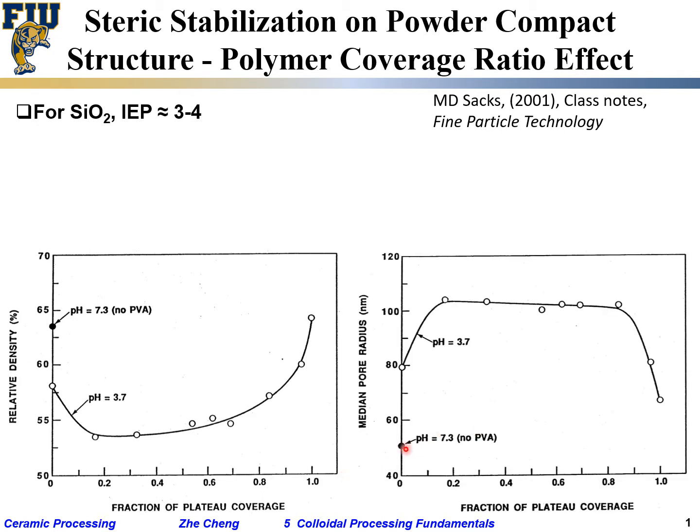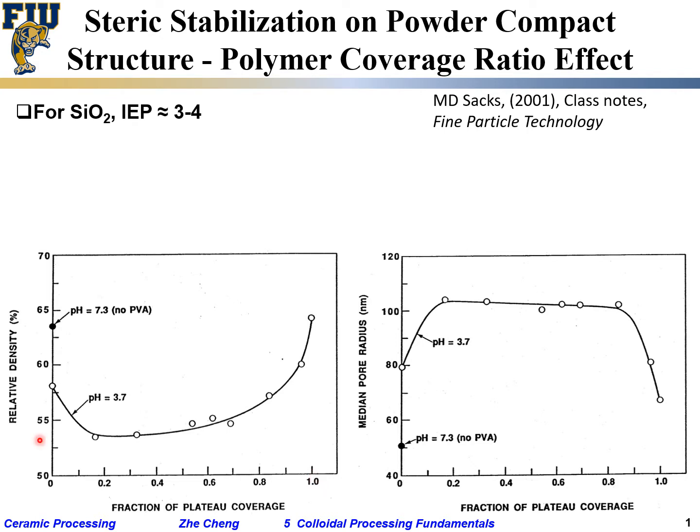Another related plot is median pore radius. Like when powder comes together, when spheres come together, there will always be some pores left between them. Pore radius average versus, similarly, the coverage. The coverage ratio of what? Polymers onto the ceramic surface. 0 means I have no polymer on the ceramic powder. 1 means close to monolayer, or complete coverage of polymer over the ceramic surface.